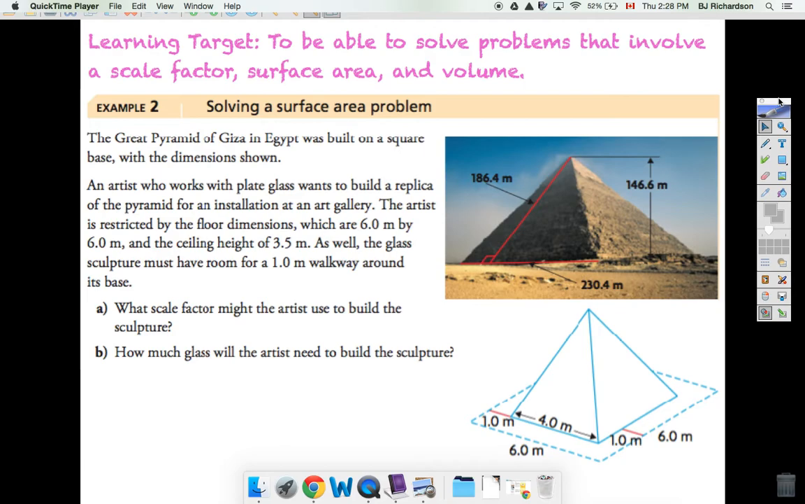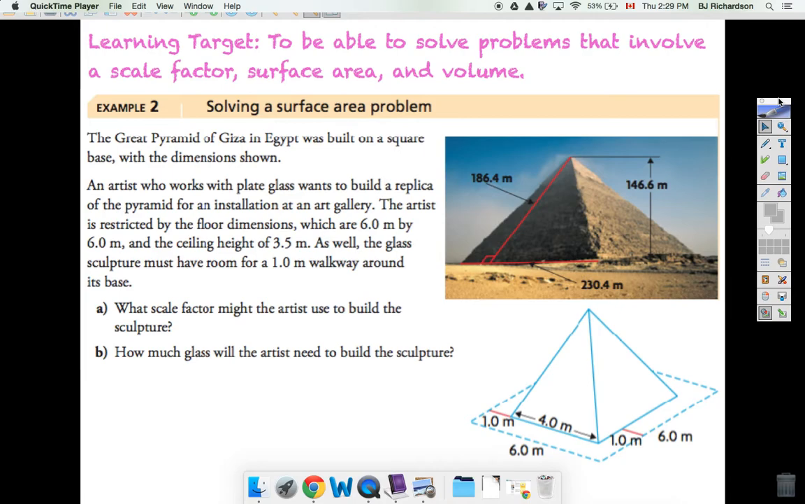So the Great Pyramid of Giza in Egypt was built on a square base with the dimensions as shown. You can see the diagram to the right. An artist who works with plate glass wants to build a replica of the pyramid for an installation in an art gallery. The artist is restricted by the floor dimensions, which are 6 meters by 6 meters, and the ceiling height of 3.5 meters. As well, the glass sculpture must have room for a 1.0 meter walkway around its base.